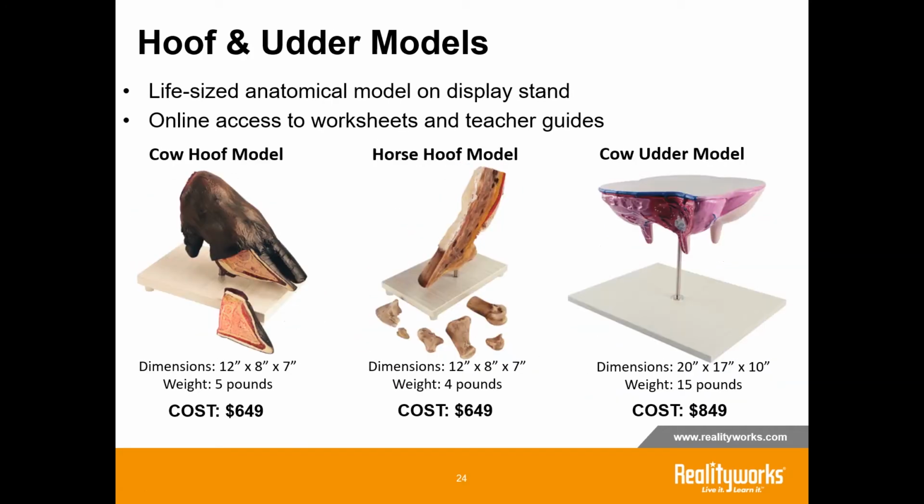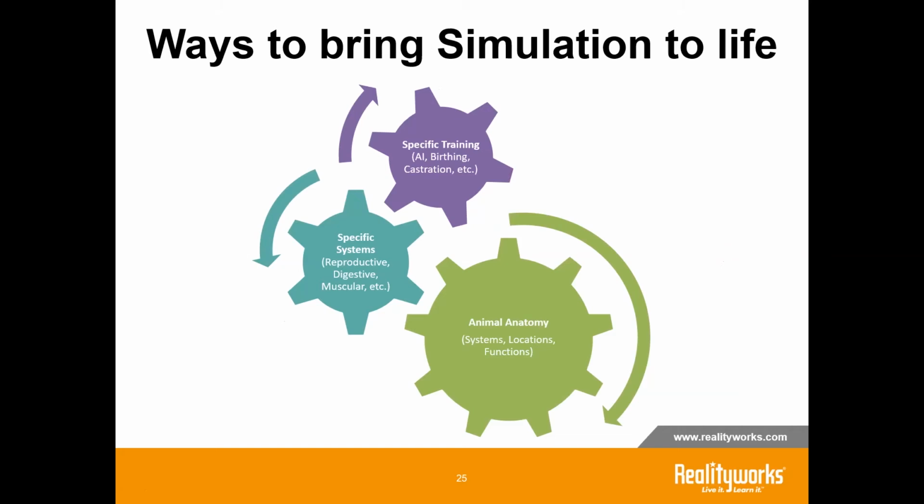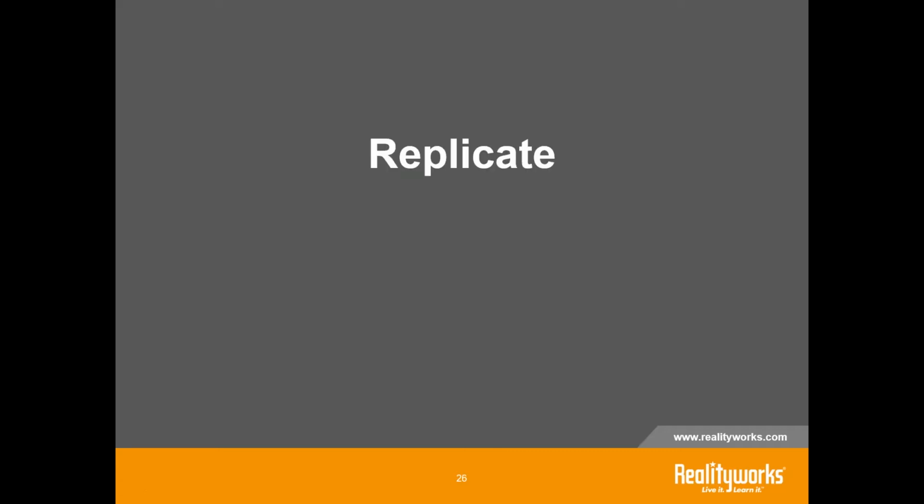Now, other things that we include are even things like hoof and udder models, allowing them to dig down into areas of the body that a picture can show, but to be able to feel and touch and understand what's going on allows a different type of engagement for your students. So again, we bring different types of simulation to life using different types of training tools. Now, that brings us to replicate, because some of our training tools are not just models. They are things that you can use to be able to replicate the real thing. Going in and doing artificial insemination and practicing that and having it be as lifelike as possible can be a helpful tool for students.